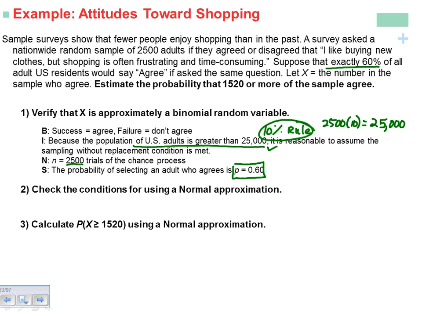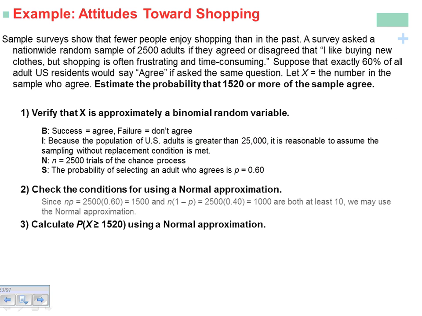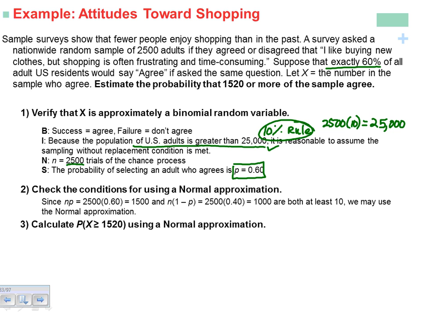All right, so now we want to check the conditions for using a normal approximation. In order to use a normal approximation, I need to do my n times p, n times 1 minus p, and make sure they're both at least 10. So when I do n times p, I get 1,500. When I do n times 1 minus p, I get 1,000. So I have 1,500 successes, 1,000 failures, so I am above 10 on both of those, so yes, we may use the normal approximation.